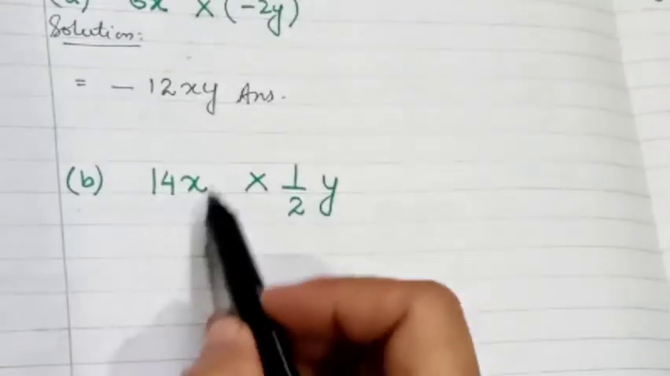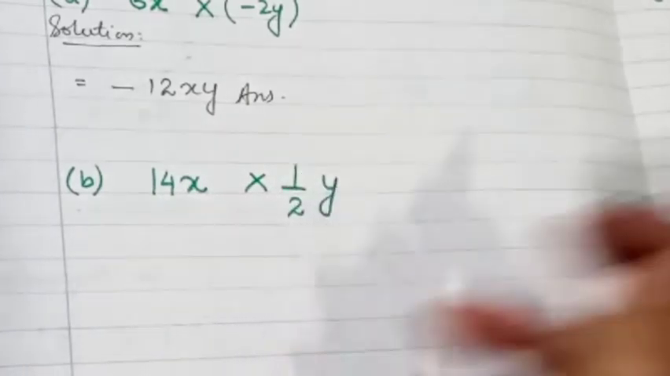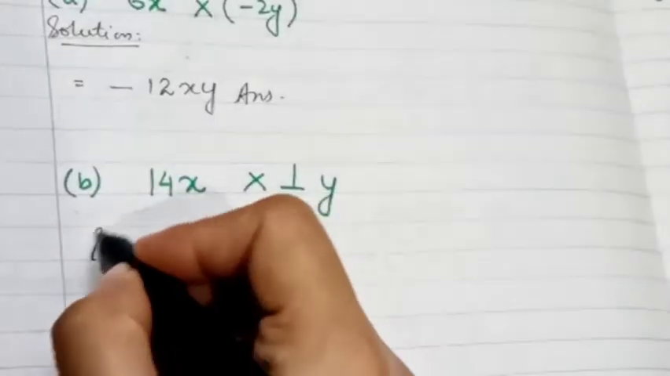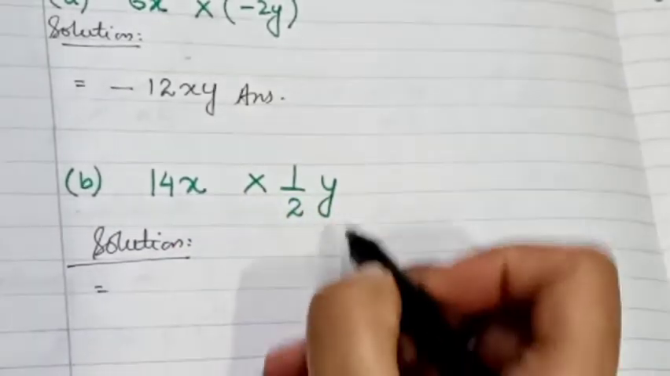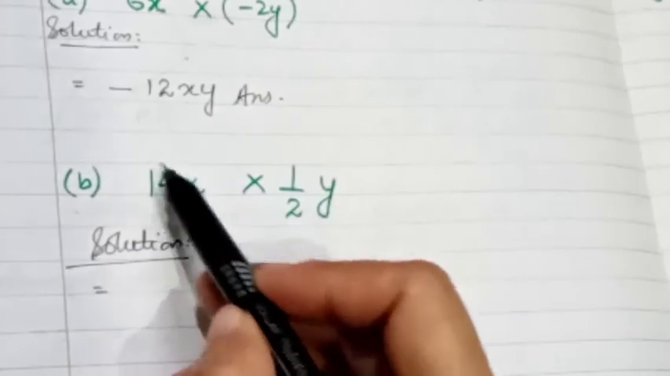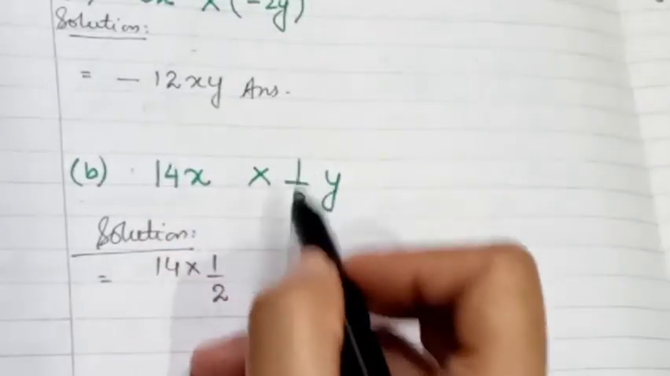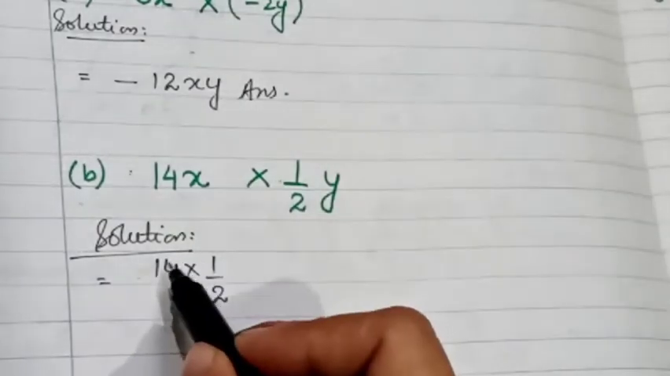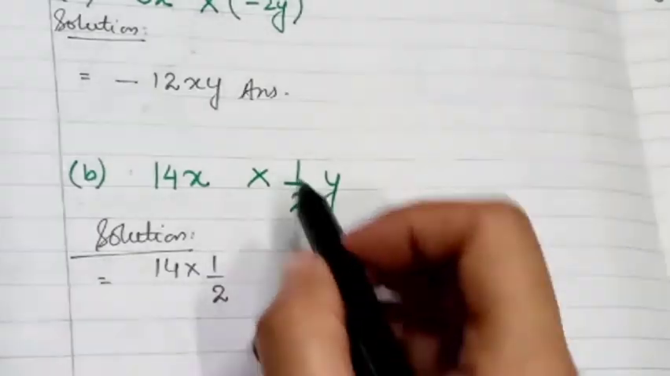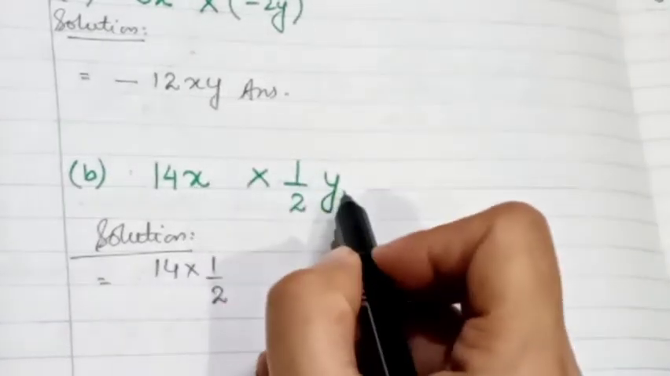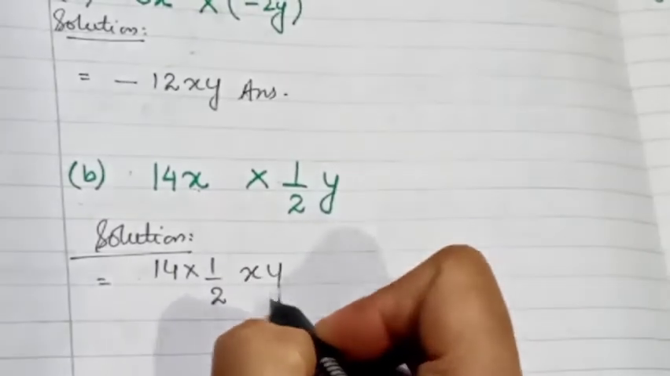Now I am starting part B for you. So I have to multiply 14x with half y. First we have to multiply their sign. Starting solution, plus 14x and plus half y. So both have a plus sign, so their sign will be positive. Then we have to multiply the coefficients. So 14 multiplied with half. In the end we have to multiply their variables. So x into y means xy.